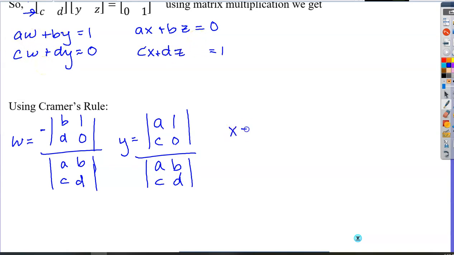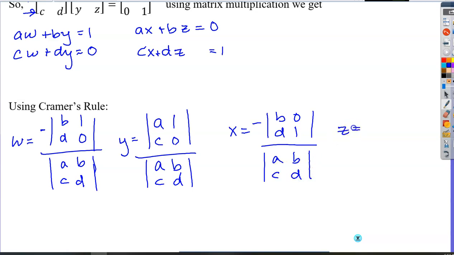So if I want to solve for X, remember when I'm solving for the X of the first variable listed, I had to switch it, which means it has to become a negative version of the determinant of this matrix. So B0, D1 over the determinant of this 2 by 2, which, hey, is still A, B, C, D. For the second variable, Z, I don't have to flip it this time. It's of this 2 by 2, so A0, C1 over that same determinant of the coefficients.